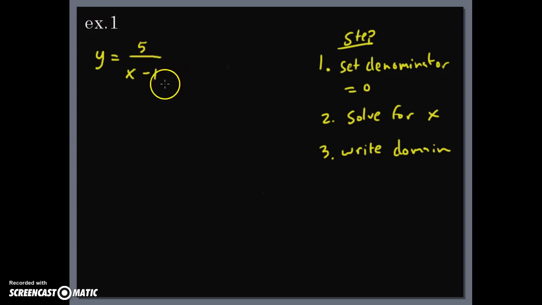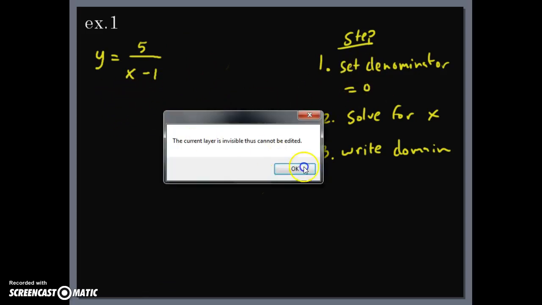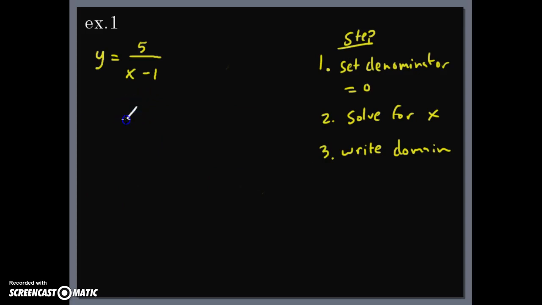So here we have example number 1. We've got our rational function with x minus 1 in the denominator. What we're trying to figure out is what number for x results in an undefined for y, or would result in a 0 in the denominator. An easy way to do that would be to take the denominator, in this case x minus 1, and set it equal to 0. That's our first step. Take the denominator and set it equal to 0. Solve would be our second step. So we get x equals 1.